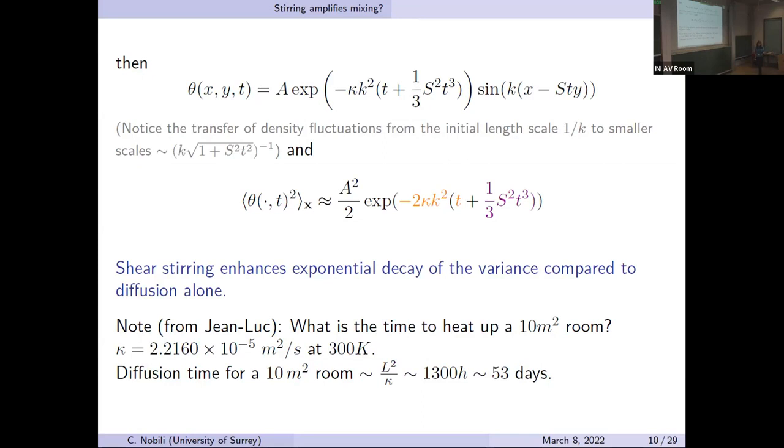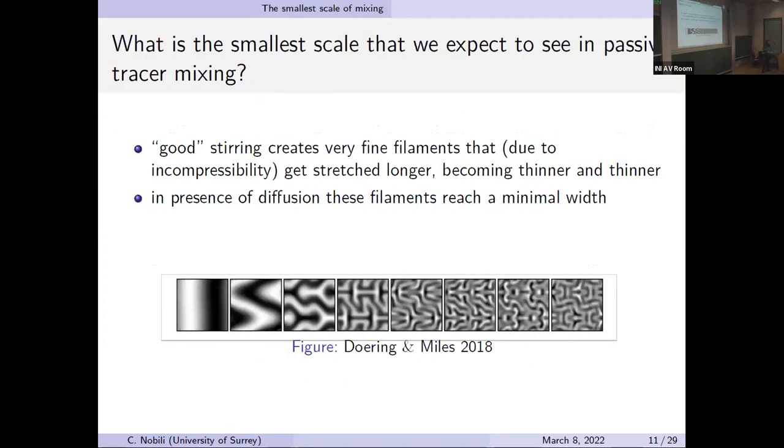So we have a measure for mixing. I haven't discussed whether it's a good measure or not, but this is the variance. And then we see the effect of stirring on mixing. Now we have these two phenomena. On the one hand, any good stirring is creating this filamentation. These filaments get stretched, and by incompressibility, this gets stretched longer and tinier.